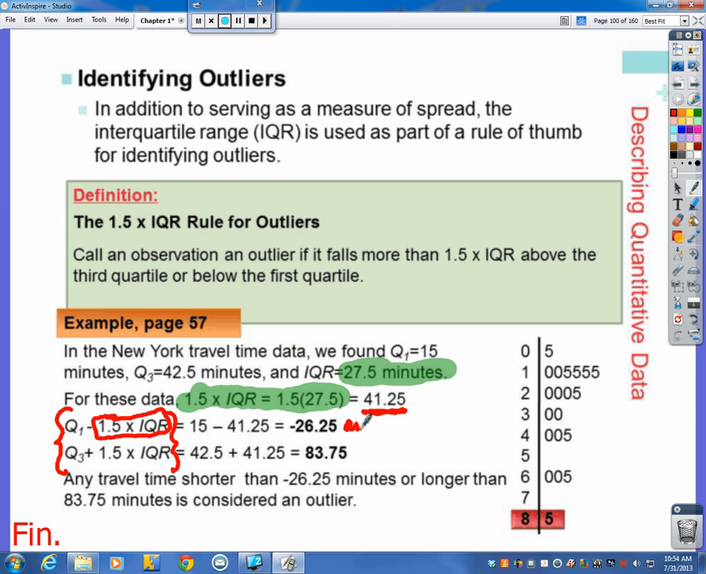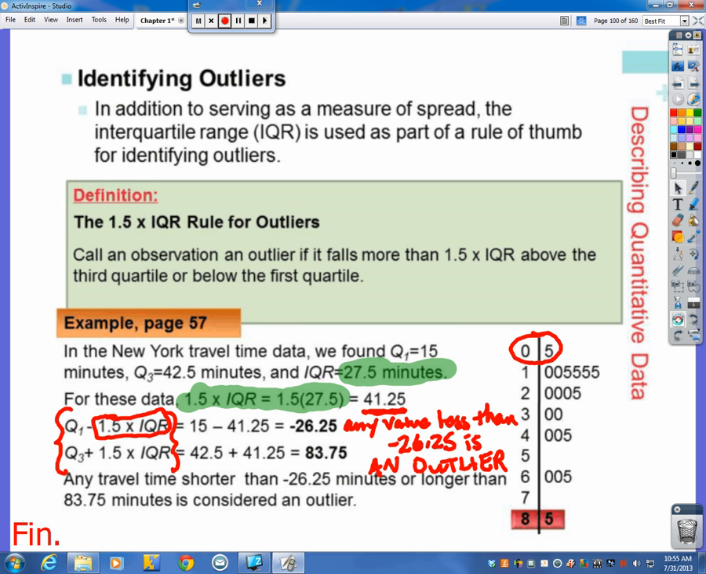So any value less than negative 26.25 is an outlier. Did we have any numbers that were less than negative 26.25 minutes? No, our smallest one here was 5. So there are no outliers on what we'd call the left end, the left tail of the distribution. There's no outliers there, okay?